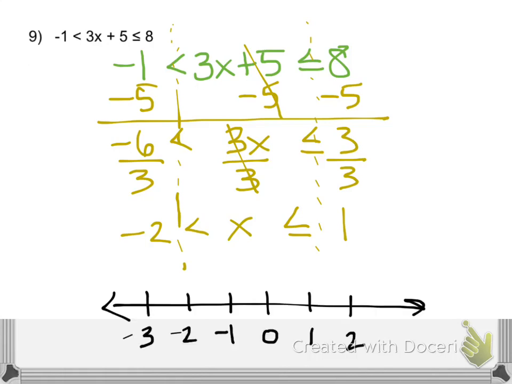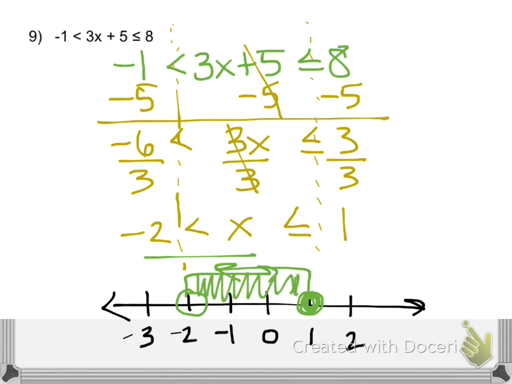So now if I were to look at these as two separate inequalities, x has to be greater than negative 2, x has to be less than or equal to 1. But again, the only values that would satisfy both of these inequalities are the values that are between here, so we can't extend either of these arrows beyond the point values between these two numbers.